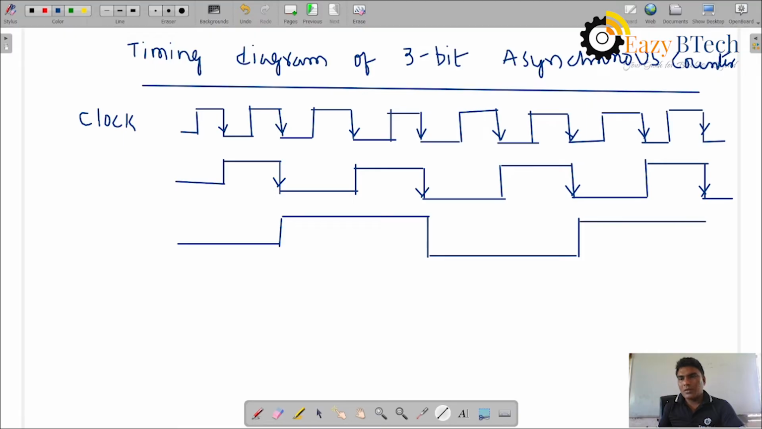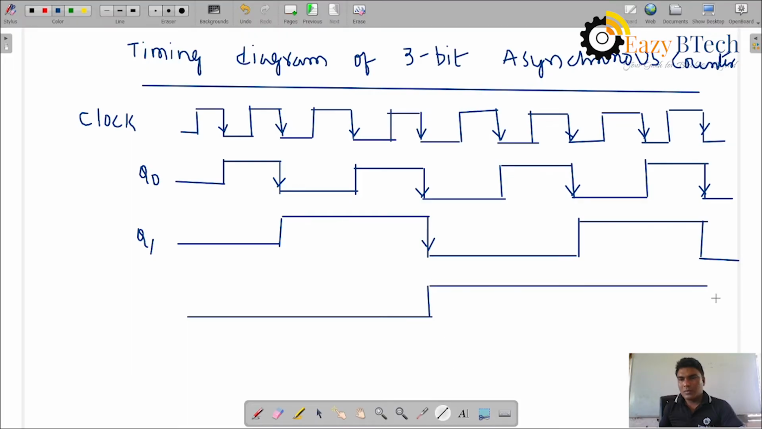This one is Q naught, Q1, and another one is Q2. Q2 will be taken from here. Right, and Q2. So the first clock pulse is applied.